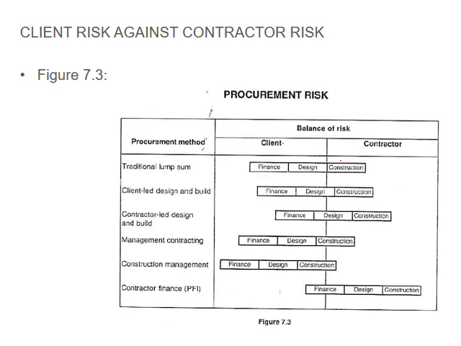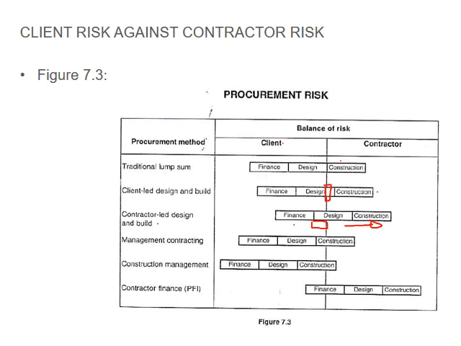Then you have client-led design and build. Now it moves slightly towards the contractor because he gets involved in the construction a little bit earlier on, and actually has a bit of input into the design process. And then you have contractor-led design and build. So the client is still responsible for the finance and the appointment of the contractor, who actually appoints the rest of the project team. So you can see how the risk is shifted to the contractor.